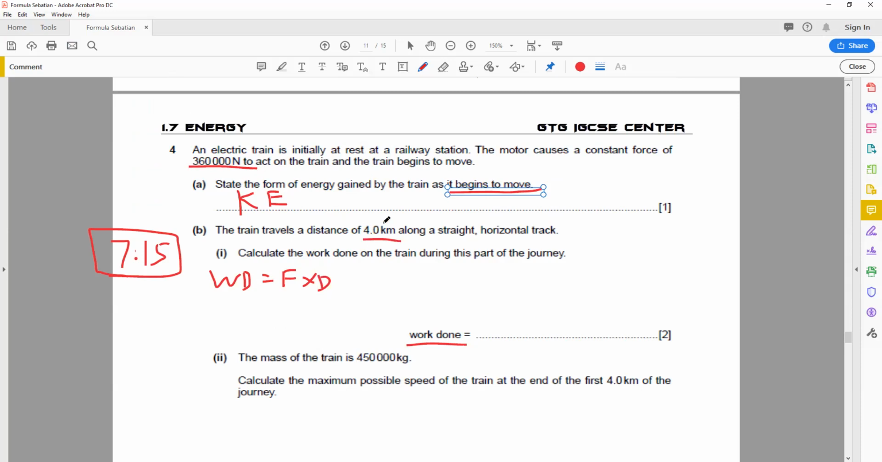This is not the distance, because distance is always measured in meters, which is supposed to be 4,000 meters here. So it's supposed to be 360,000 multiplied by 4,000 meters. Then pressing the calculator, you'll get a damn big number, which is 1.44 times 10 to the power of 9 joules. And write this down on the dotted line.